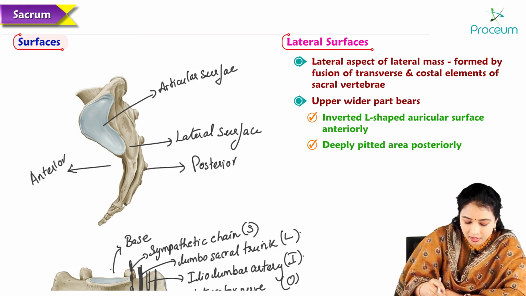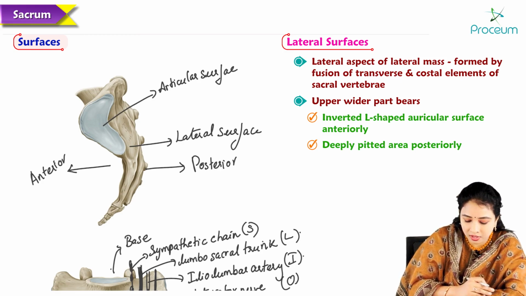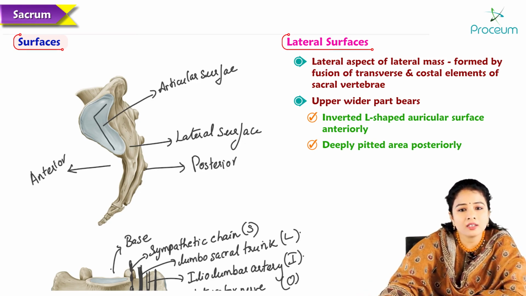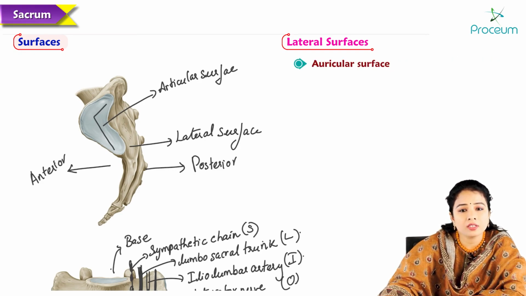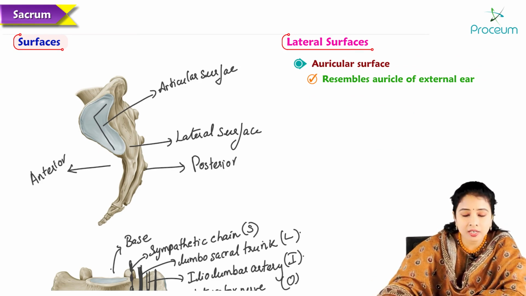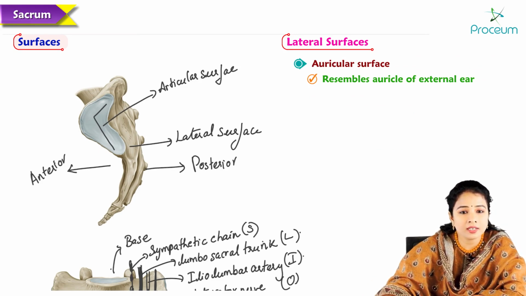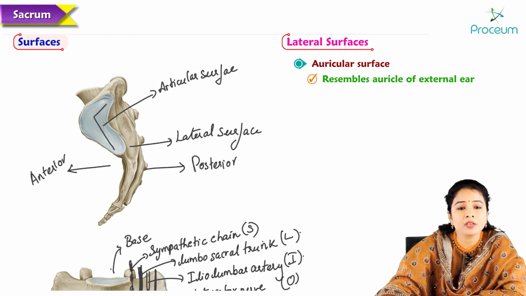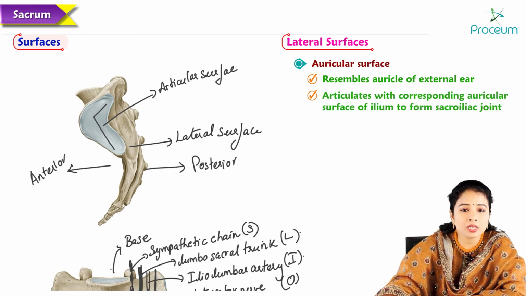What you are seeing in this image is the lateral surface of the sacrum, where we can see an L-shaped articular surface anteriorly. It is called the auricular surface because it resembles the auricle; this L-shaped articular surface appears like an external ear. The auricular surface contains the facets which articulate with the corresponding auricular surface of the ilium to form the sacroiliac joint.